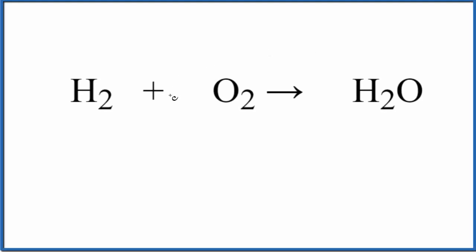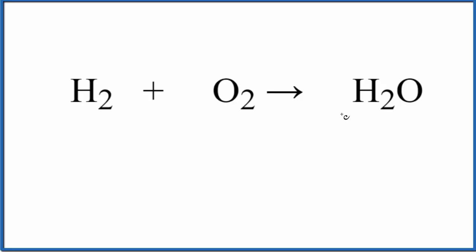Let's take a look at the mole ratios for the equation H2 plus O2 gives us H2O. We have hydrogen gas plus oxygen gas, and we get water, and that would probably be a gas as well, since this is exothermic. So for the mole ratio, the first thing we have to do when we're dealing with mole ratios, we have to balance the equation.